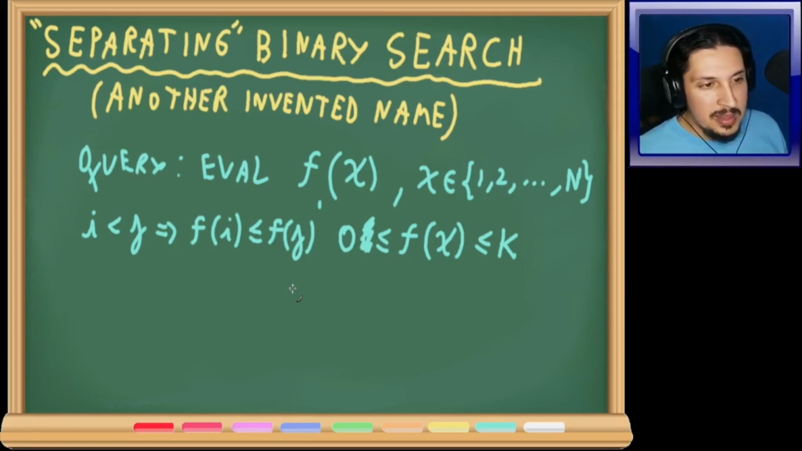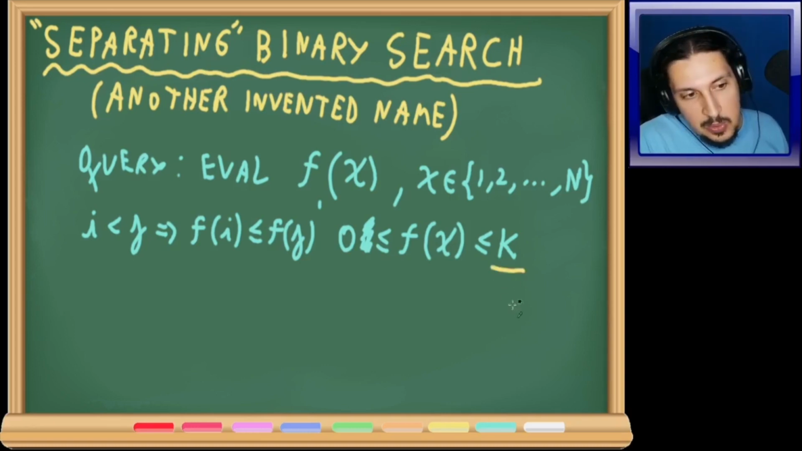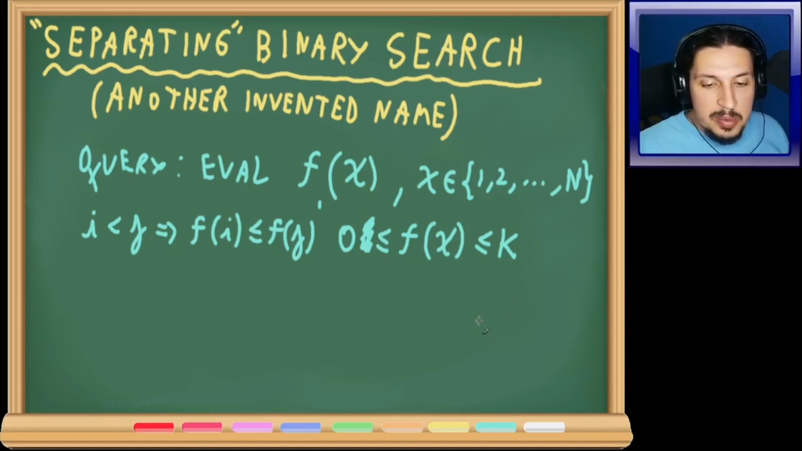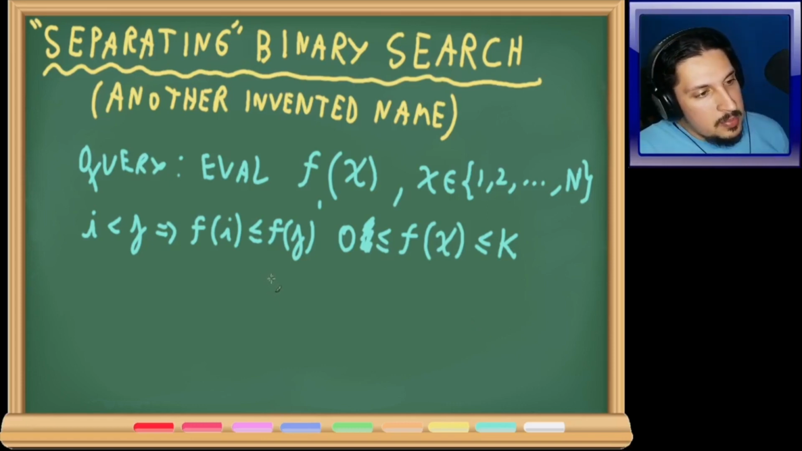And for the case of k equals 1, the normal binary search is optimal. It's basically what you want to do. But there are different ways to generalize it, and the most obvious way to generalize it will not be optimal. We will do quite more queries than necessary.